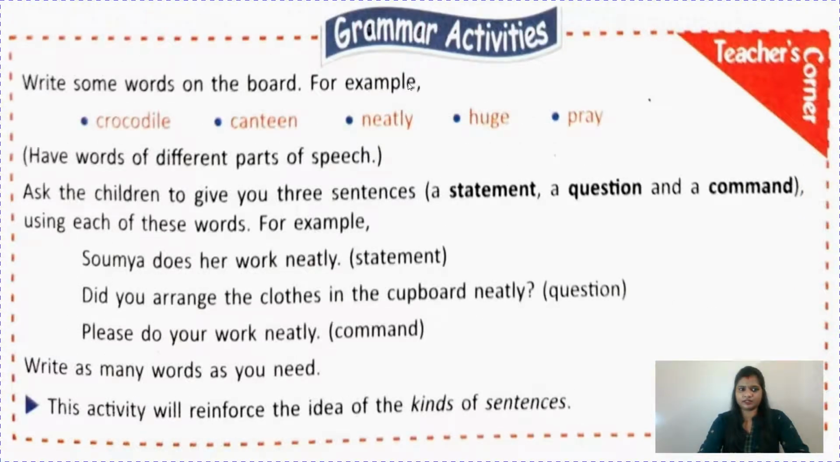Now children, grammar activities. Write some words on the board, for example, crocodile, canteen, neatly, huge, pray, and have words of different parts of speech. Ask the children to give you three sentences, a statement, a question and a command, using each of these words. For example, as given here, Soumya does her work neatly. They have framed a sentence with neatly. So it's a statement. Did you arrange the clothes in the cupboard neatly? It's a question. Please do your work neatly. It's a command. So write as many words as you need. This activity will reinforce the idea of the kinds of sentences.